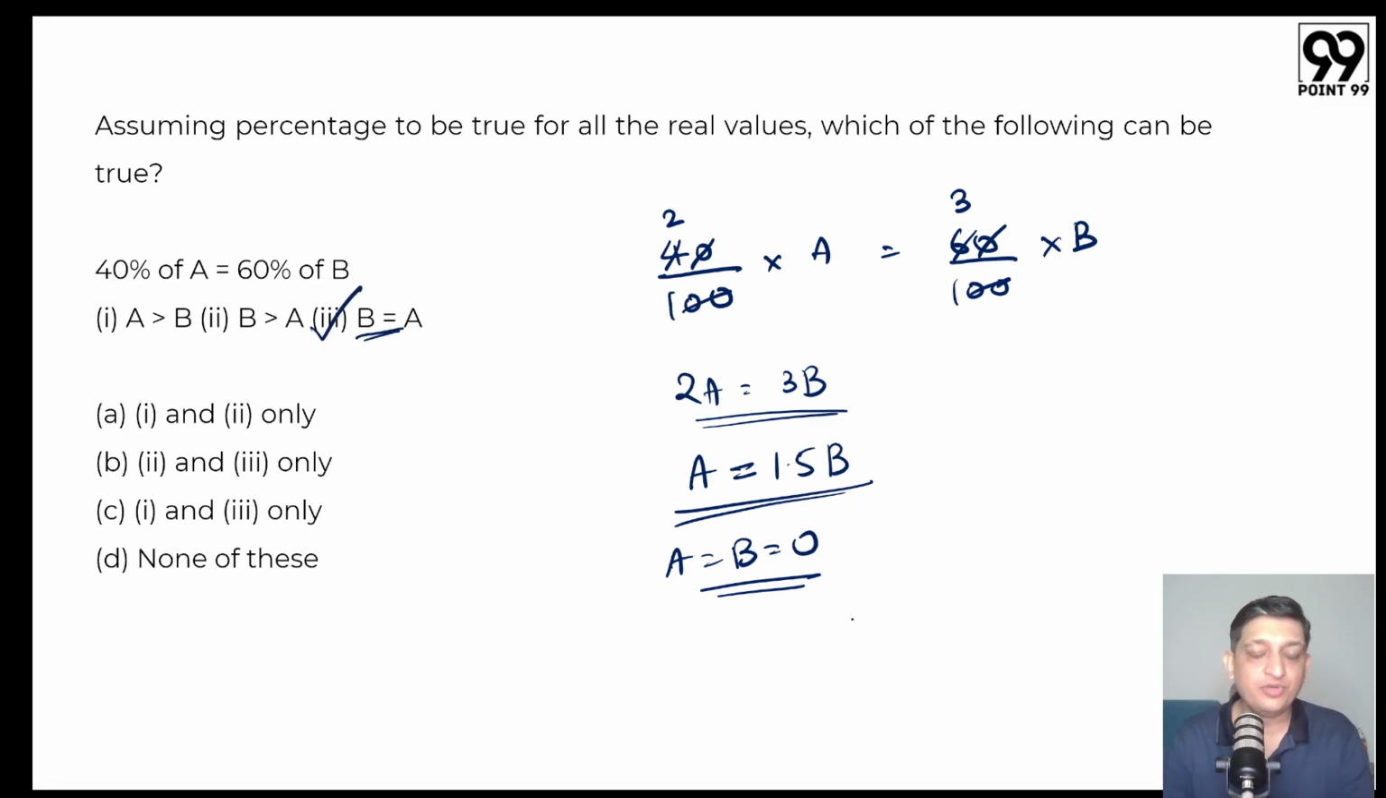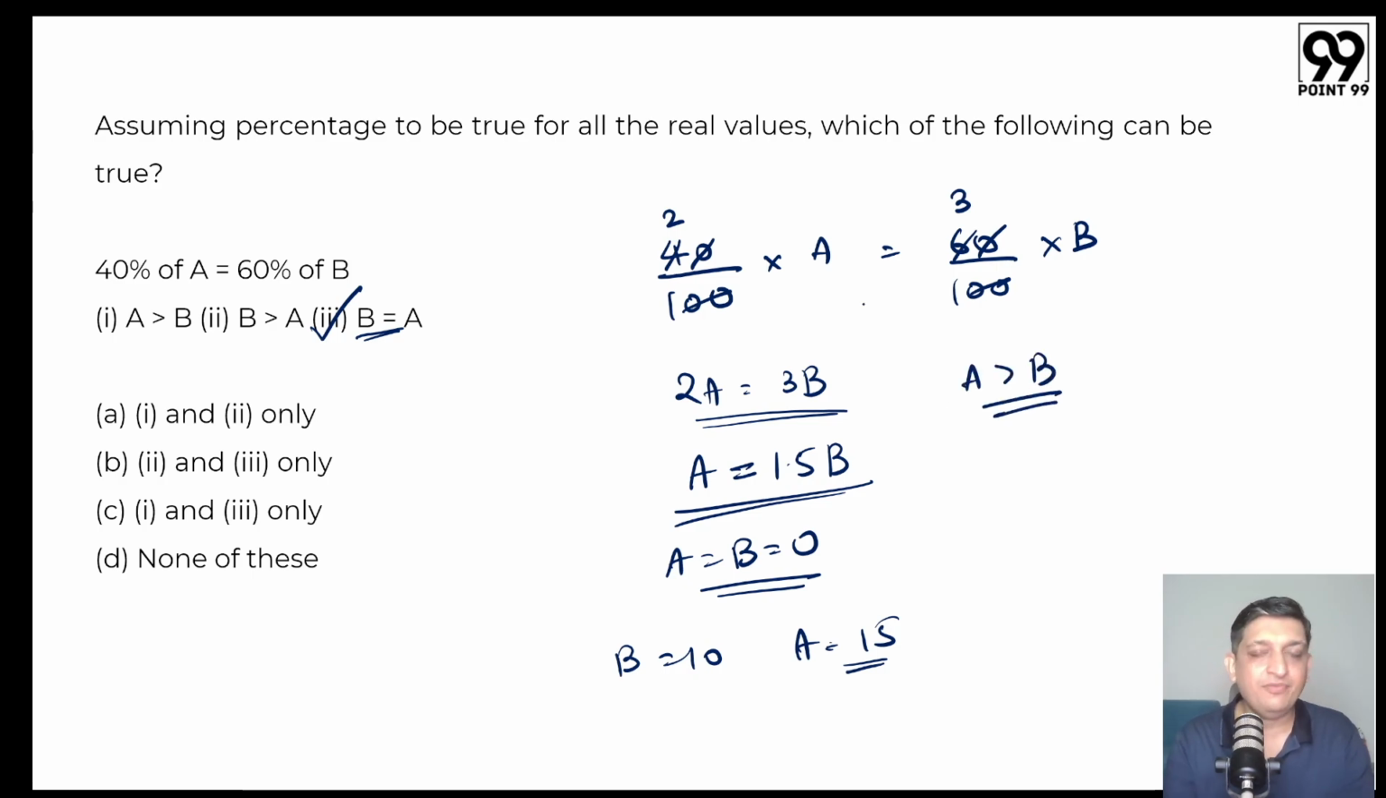What if we are talking about positive numbers? If B is a positive number, let's say B is 10. If B is equal to 10, then A will be equal to 1.5 into 10, that is 15, which tells us that A can also be greater than B.